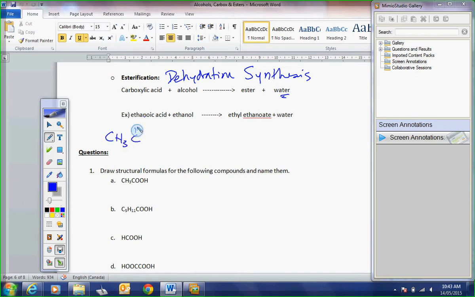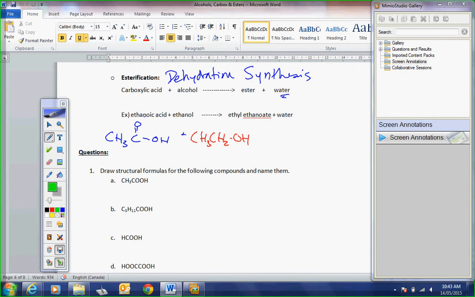CH3, C double bond O, OH, and an ethanol, CH3, CH2, OH. Craig, you need to write it down. And we're going to remove water. So can you see a water between the two molecules? Can you create a water? Can you see an H and an OH? Like we did for the acid and base reaction that we just finished.